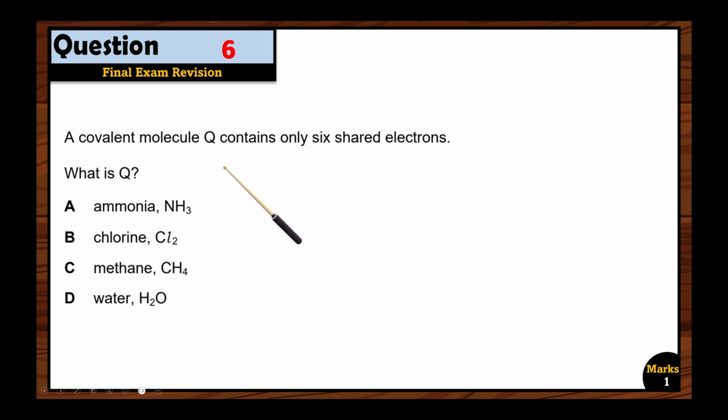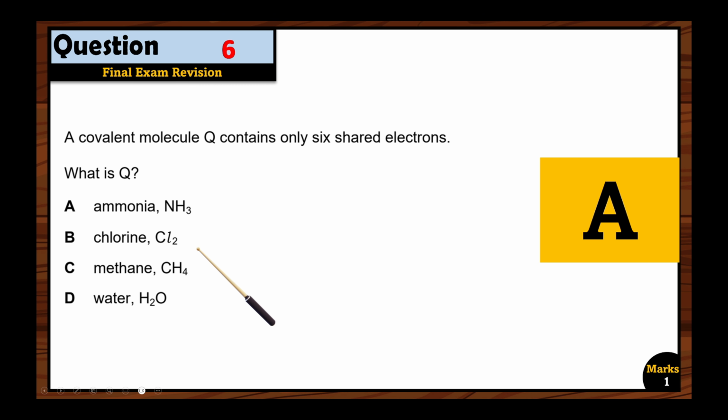So it's again a covalent molecule, right? So it is sharing 6 electrons. Now we have to see where we are sharing the 6 electrons. For ammonia, ammonia is making 3 bonds with the hydrogen, right? So ammonia is sharing 3 electrons and hydrogen also has 3, so they are sharing 3 electrons. So I think option A is right.